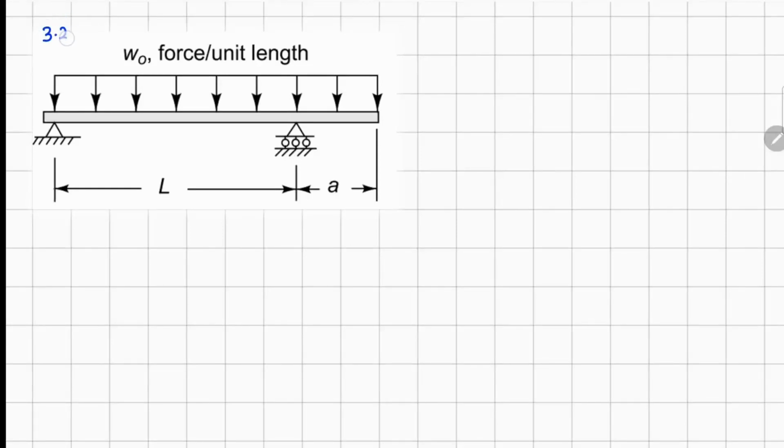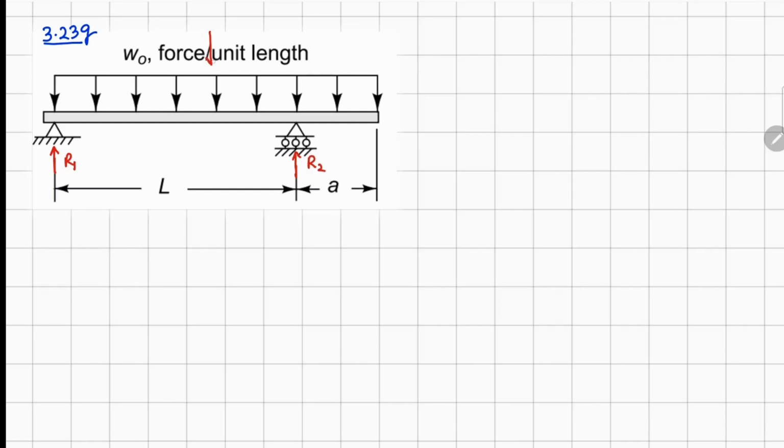This one is 3.23 part G. Here we have a simply supported beam with a uniformly distributed load, and we have to draw the shear force and bending moment diagram using singularity functions. In terms of support, we'll have R1 support here, R2 support here.